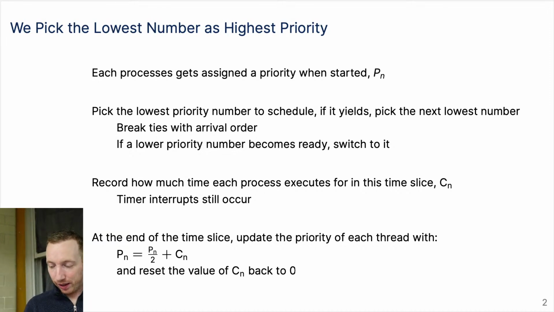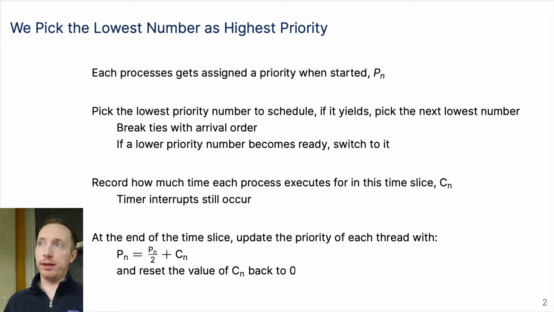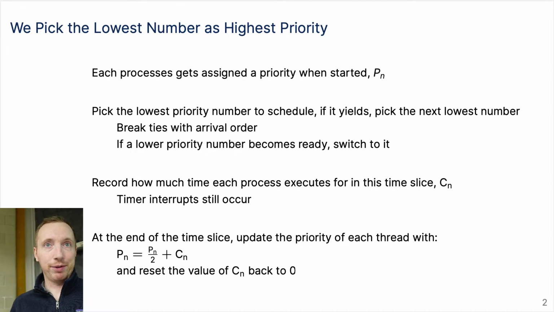At the end of each time slice, we're going to update the priority of each thread. We're going to halve its current priority and then add however many timer interrupts it executed for, and then we're going to reset the value of C for all the processes. The idea here is to have the highest priority eventually. That is our way to be nice and fair, and you can do all sorts of different heuristics, but this is probably the simplest one to understand. All right.